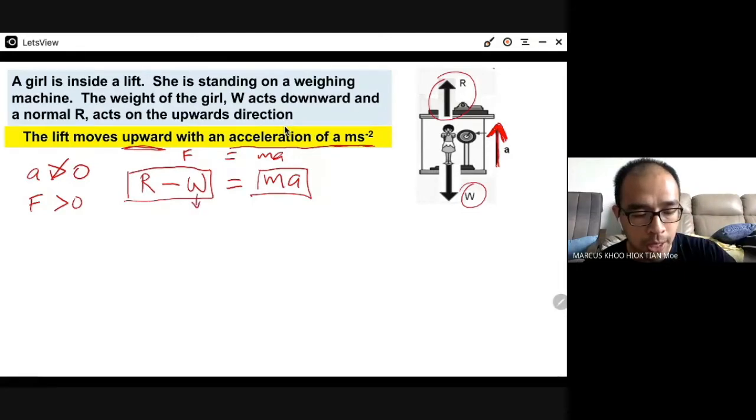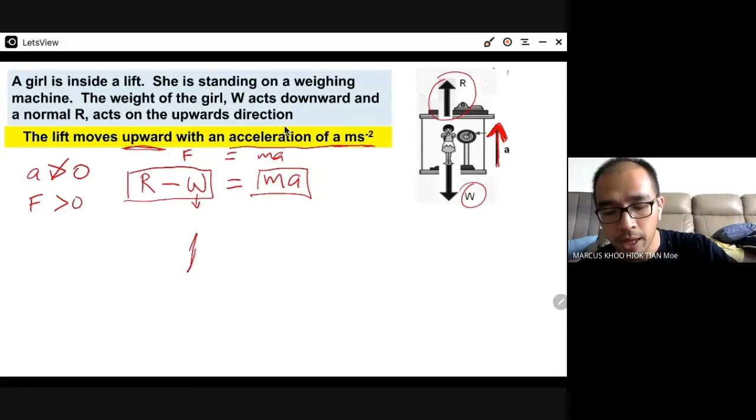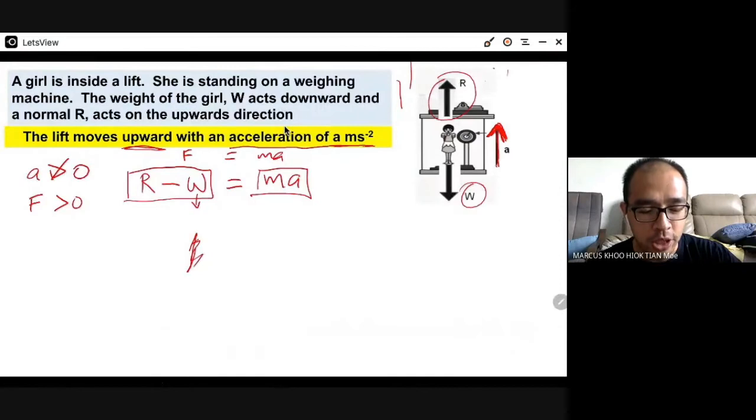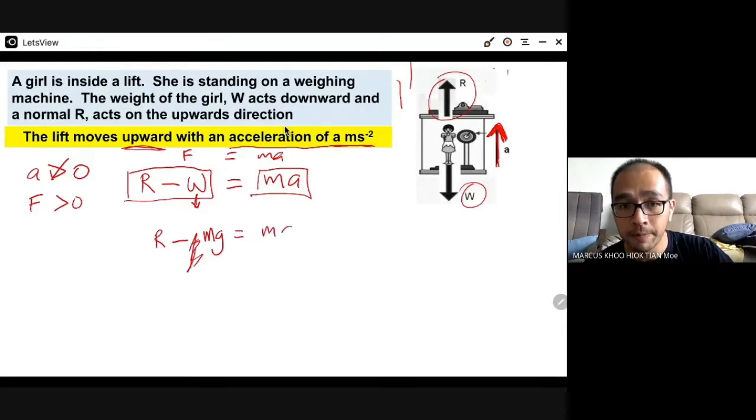Now, I'm going to change W to a formula that we learned. Sorry, I'm trying to erase this, but okay, never mind. I'm going to change W to a formula that we learned last year. Weight equals to mass times gravity. Okay, so R minus mg equals to ma. That means if I move the mg across, I'm going to get R equals to ma plus mg.